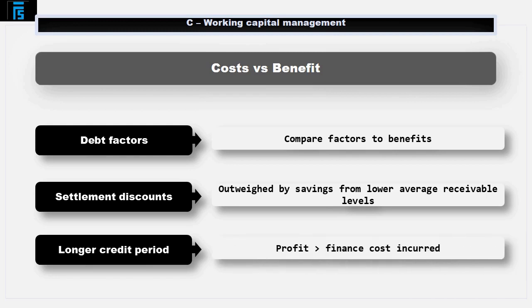Accordingly, it can only be justified on financial terms if the profit on the additional sales is greater than the finance cost incurred. In practice, it will be extremely difficult to estimate the sales increase due to the extra credit. It should also be remembered that additional sales are likely to require additional inventory, further increasing the need for investment in working capital.